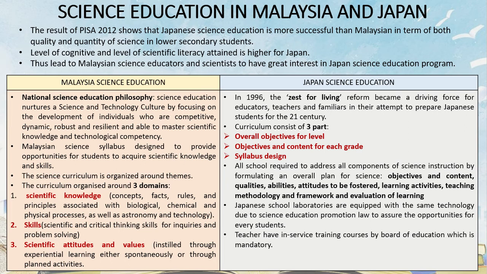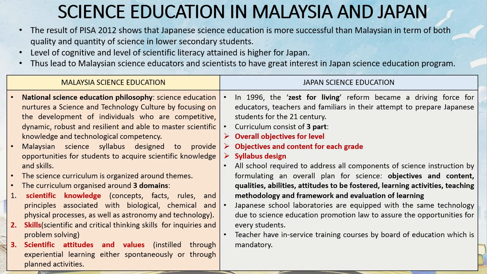Based on the results of PISA 2012, Japanese science education is more successful than Malaysia's in both quality and quantity of science. The cognitive level and the level of scientific literacy attained is higher for Japan than Malaysia. Thus, this leads Malaysian science educators and scientists to have a great interest in Japan's science educational program.